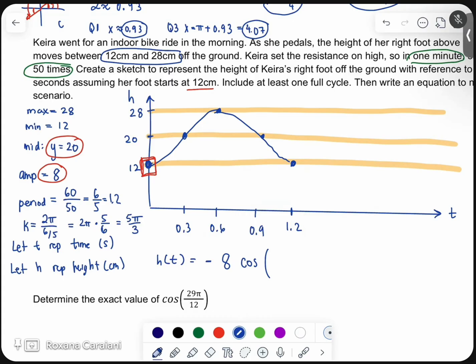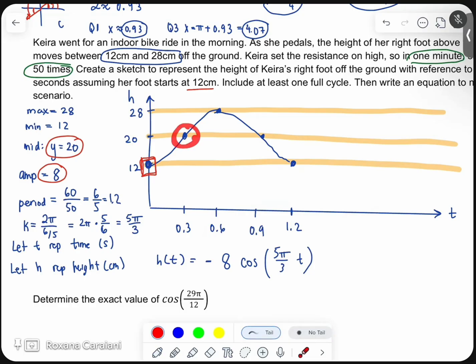Remember, your k value represents the horizontal stretch or compression. So this function, the original cos function, must have been compressed because the original period is 2 pi. We have to compress it to make the period 1.2. And that's what this k value of 5 pi over 3 will do. So 5 pi over 3 times t, like I said, no phase shift, no right-left movement because we chose a starting point on the y-axis.